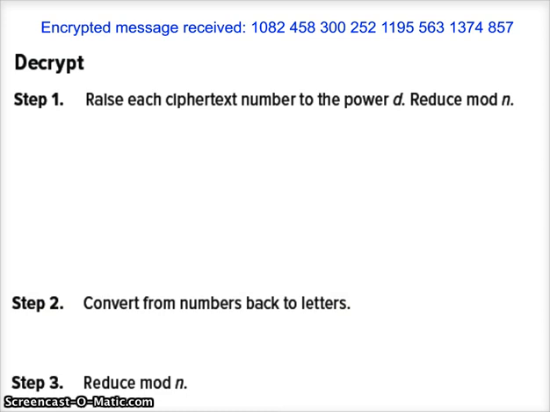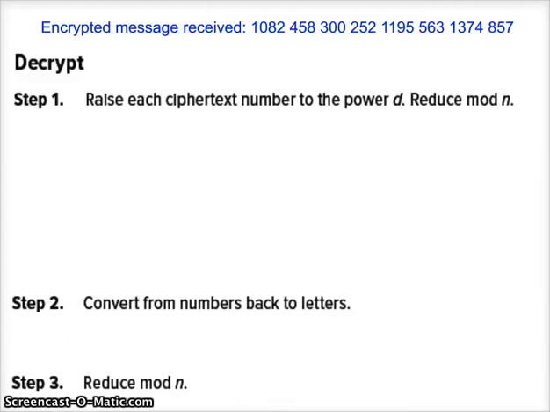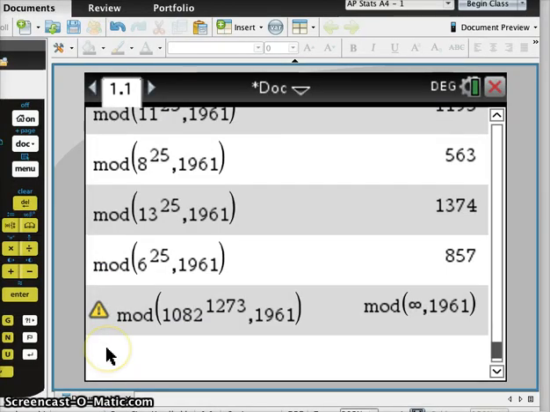Okay, let's do that. And while we're at it, because I'll be taking 1082 to the power of 1273 mod 1961, if we do that all in one step, the calculator doesn't love us. Because we're taking 1082 to the 1273rd power and then mod 1961, the calculator finally does give up on us and says, okay, that's basically infinity, and that doesn't make sense.